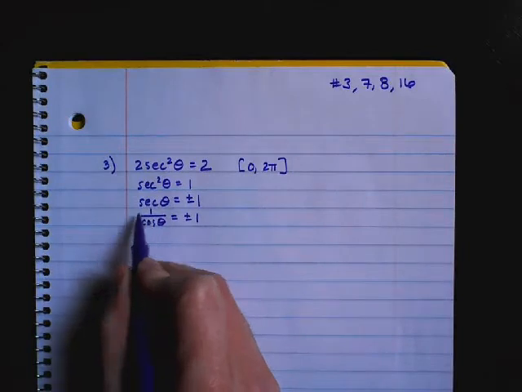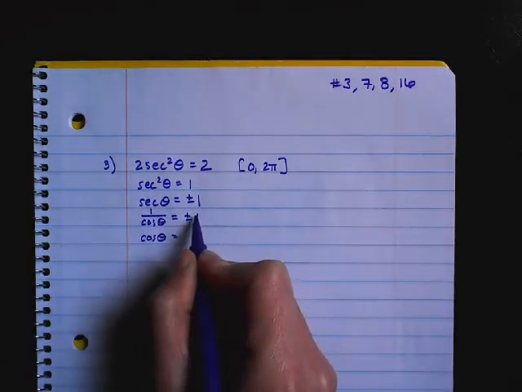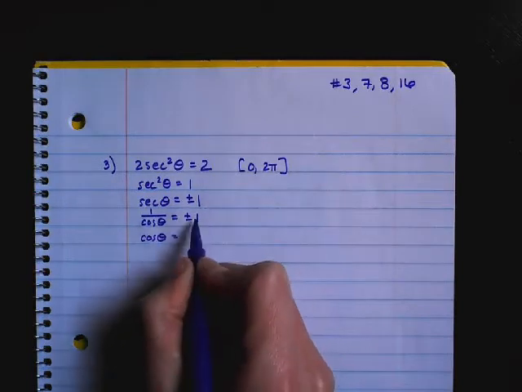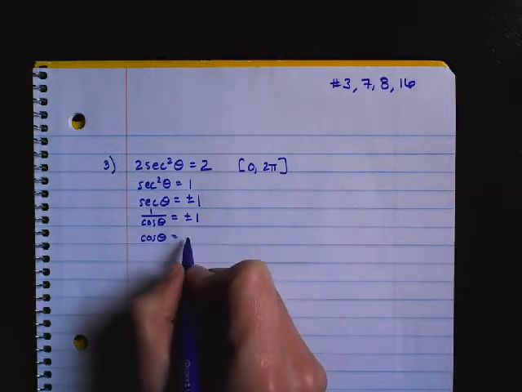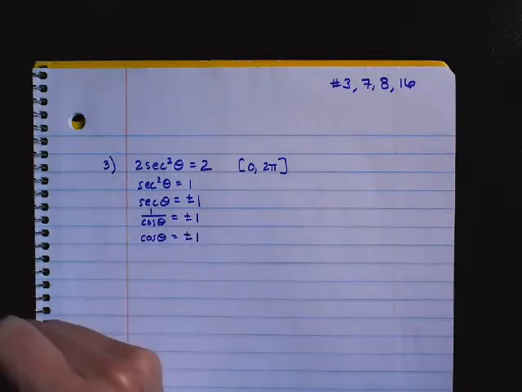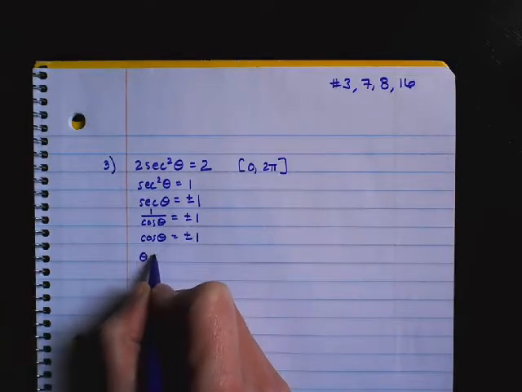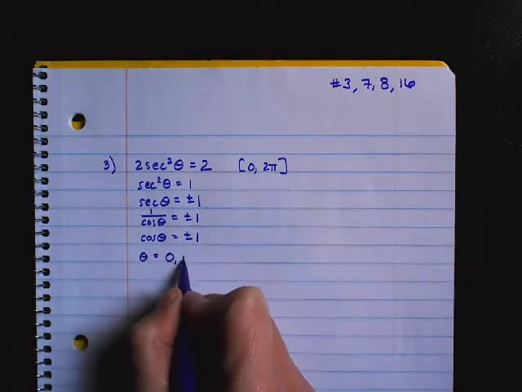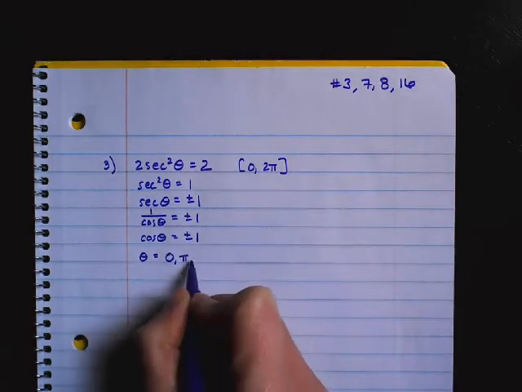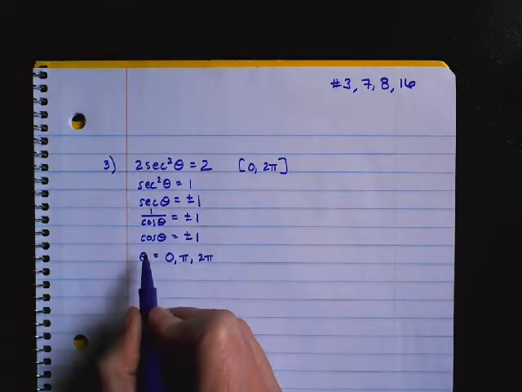If I want to flip this and get cosine of theta, I'm also going to need to take the reciprocal of this. If I have 1 and I flip it, I'm still going to have 1 over 1. If I have negative 1 and flip it, I'm still going to have negative 1. So cosine is going to be equal to plus or minus 1. I'm just looking for all the places where cosine is either positive or negative 1. At 0, cosine is 1. At pi, cosine is negative 1. And at 2 pi, cosine is 1 again. So there's my answer for that problem.